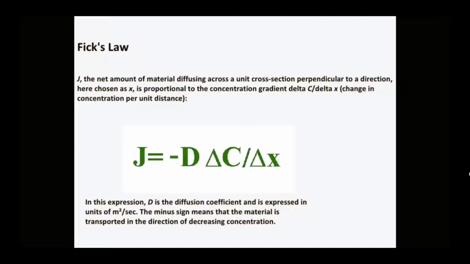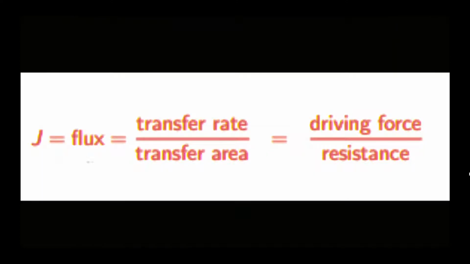So a simpler version of Fick's law that is a lot easier to look at is just that the flux is proportional to the diffusion coefficient multiplied by the concentration gradient. And flux, real simply, is the transfer rate over the transfer area, or the amount of volume flowing through an area divided by the area. So it's a volumetric flow rate divided by the area that it's flowing through. So think liters per second divided by meters squared.